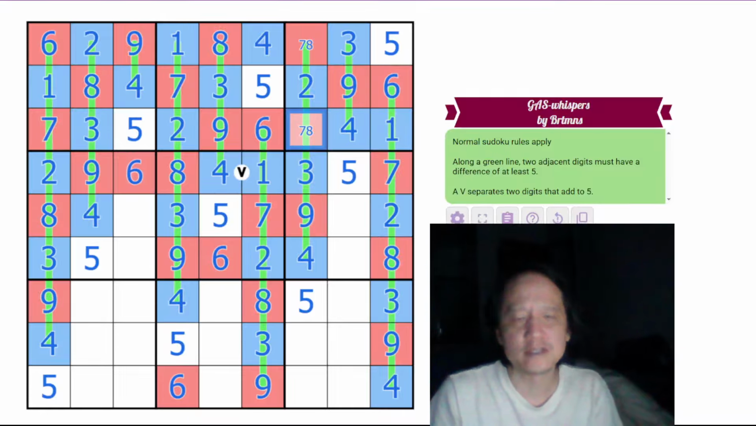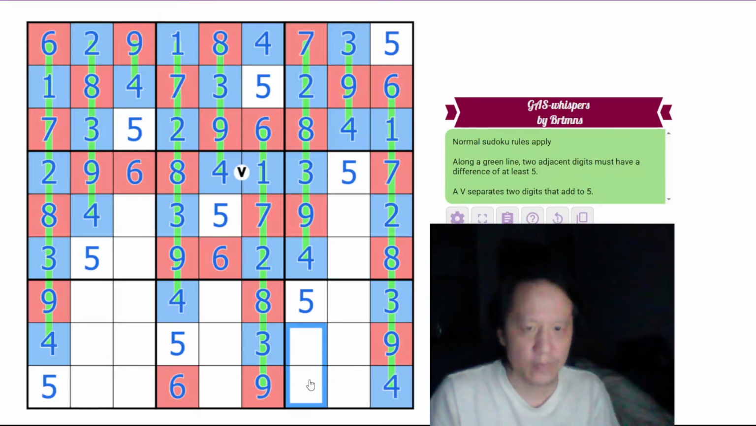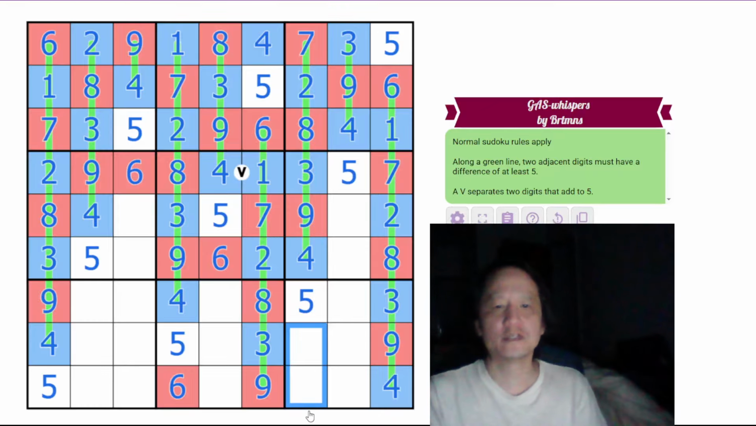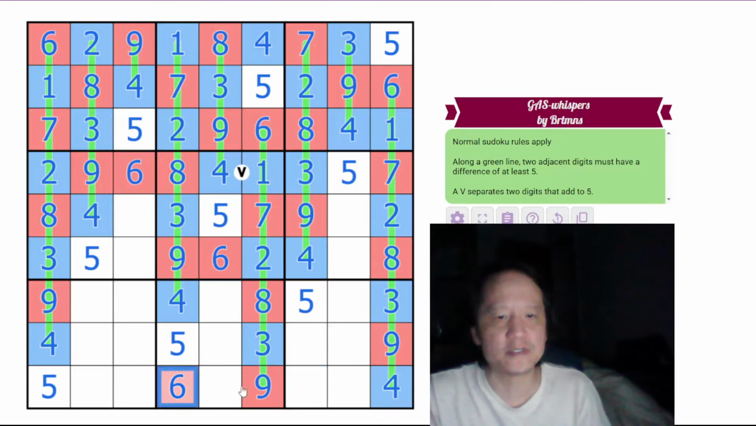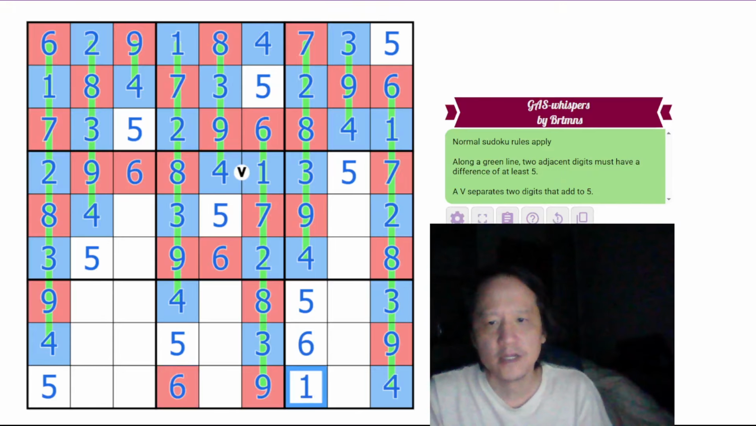3 can only be next to 8 out of 7 or 8, so this is 8, that's 7. That leaves 1 and 6 remaining in column 7. This can't be 6 because of a 6 in the row, so this is 1, that's 6. That's a low, this is high.